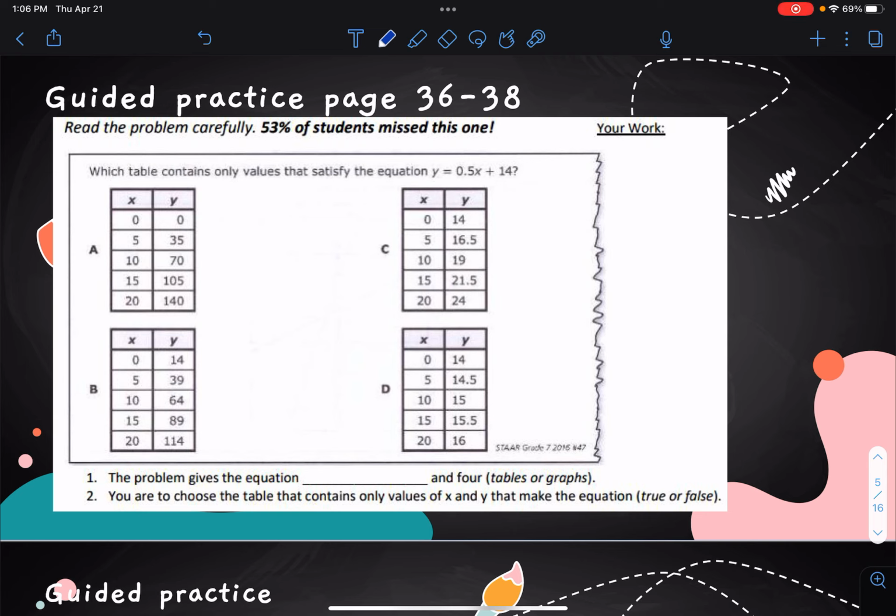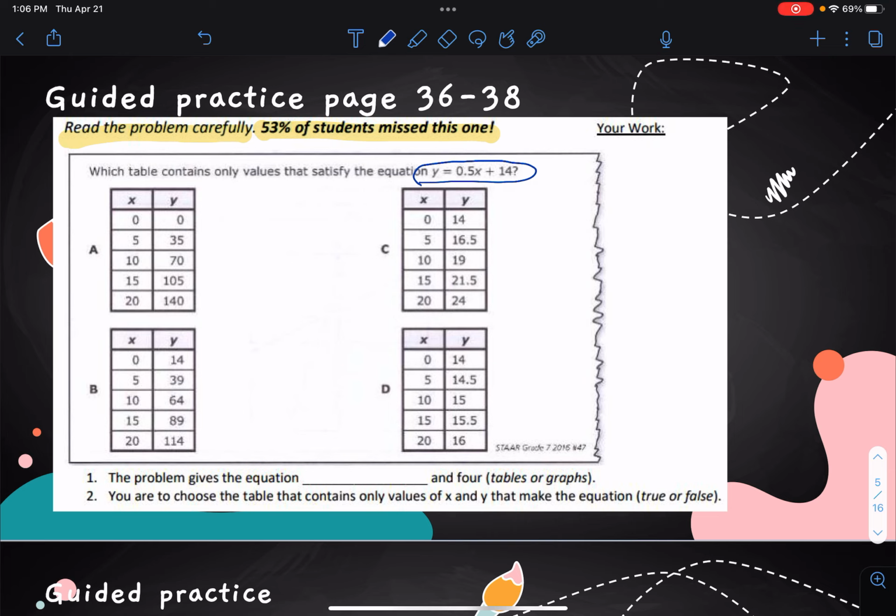It's important to notice that it says to read the problem carefully because 53% of students missed this one. That means when this problem was on the original STAAR, 53% of the students missed it. So let's get started. It says, which table contains only values that satisfy the equation y equals 0.5x plus 14?